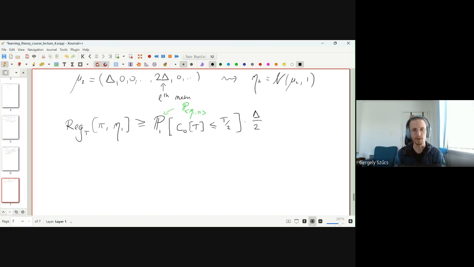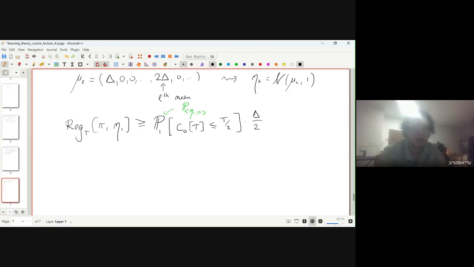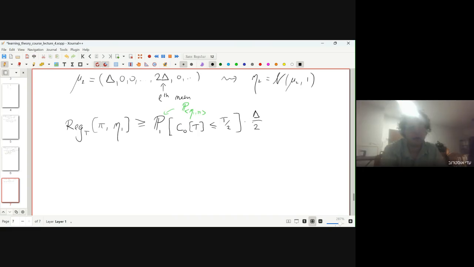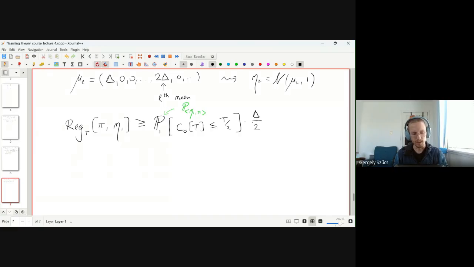Does this inequality make sense? Can you repeat the explanation? So here we have the probability of the event that we pull the 0th arm fewer than half of the time, or fewer or equal than half of the time. And each time we do that, we suffer a regret of delta. Okay. So the average regret we get is at least delta over 2 times this probability.